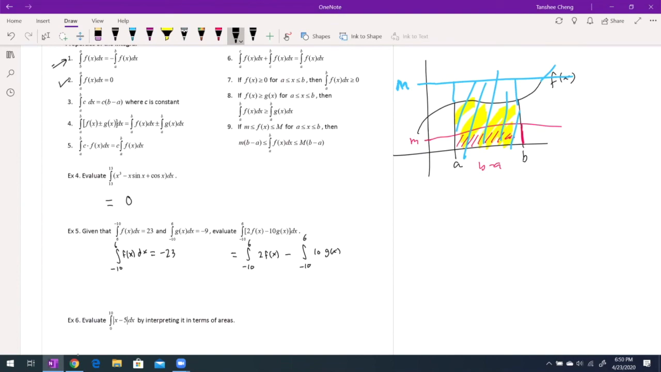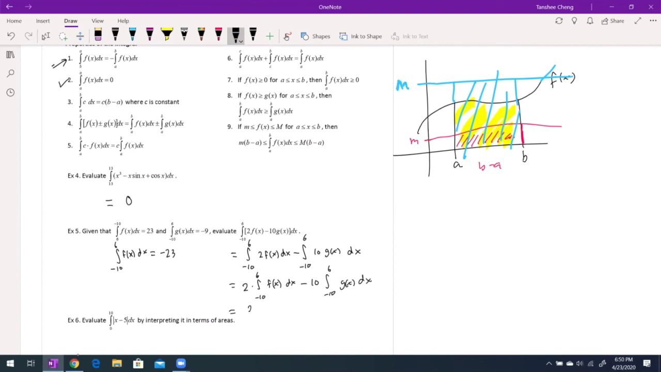And if you write it like this with a single dx at the end, that is wrong. When you split the integral of a sum into a sum of integrals, each integral has its own independent variable, so make sure you don't forget that. Continuing, a constant times the function, so I can pull the constant out as a multiple: 2 times the integral from -10 to 6 of f of x dx, minus 10 times the integral from -10 to 6 of g of x dx.